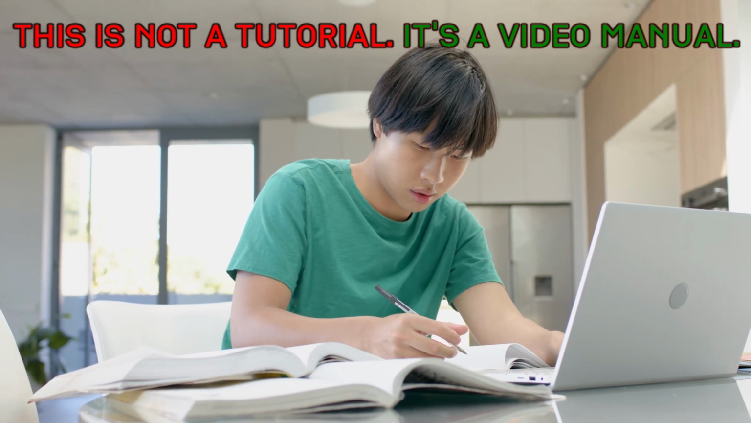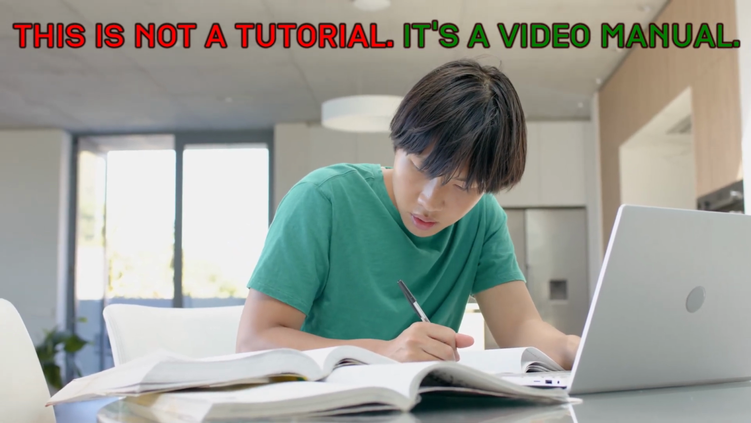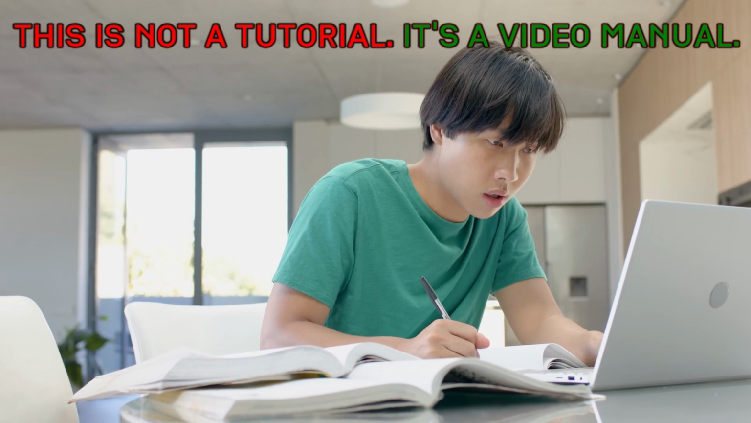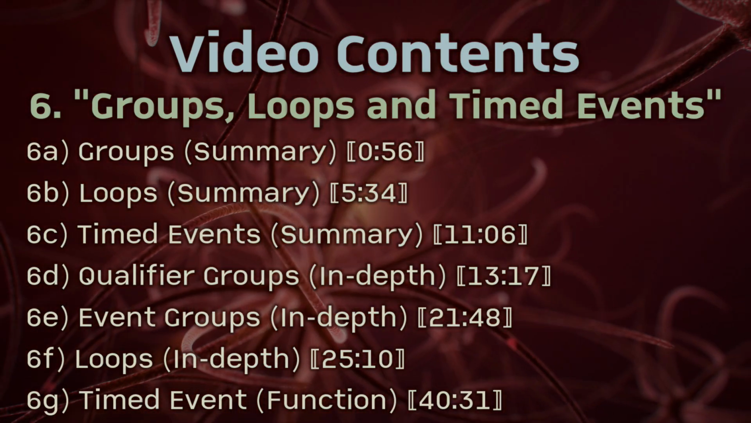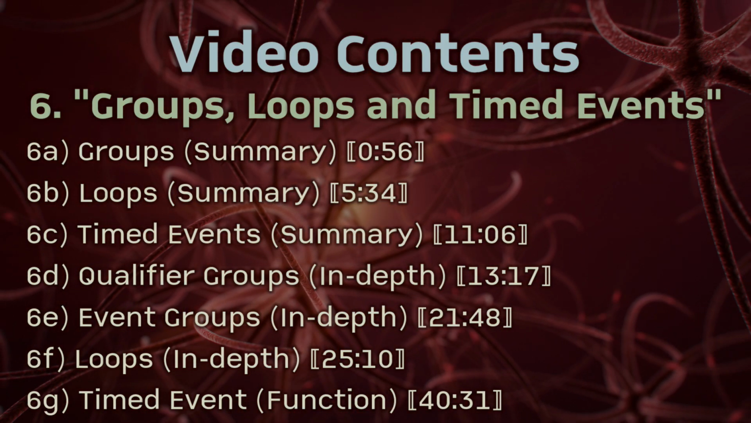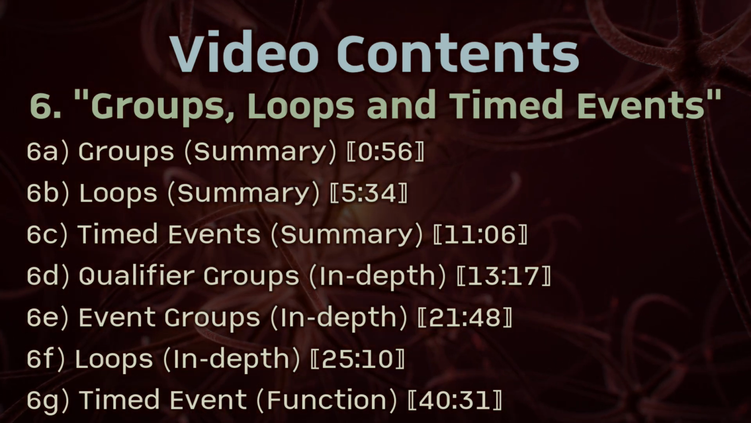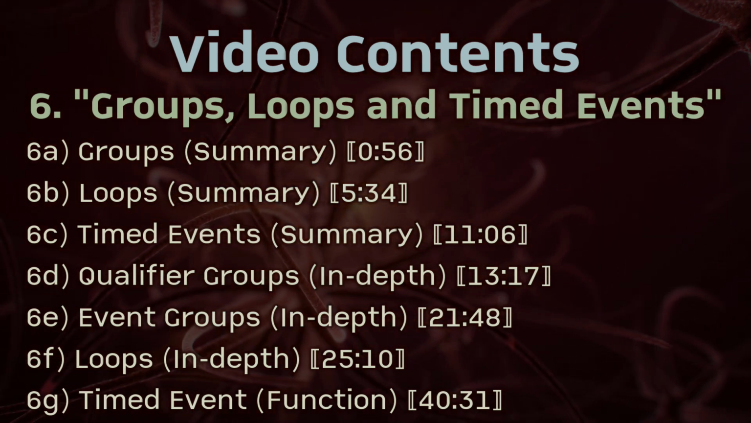And like we said, it's not a tutorial. This is a manual explaining the way that the features of Fusion 2.5 work. And we'll be covering more technical programming features as we look at groups, loops, and timed events. As always, we'll start off with some summaries.